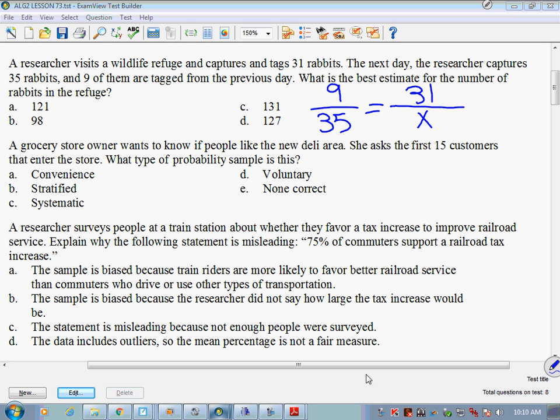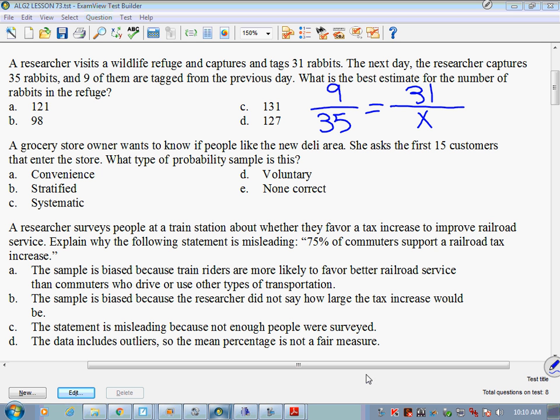Let me see if I should have my paperwork here. Maybe I don't. What is this? Lesson 73? I thought I had it. Do we have a number?